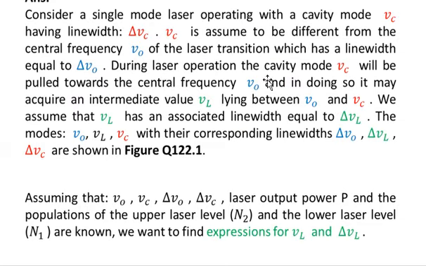During laser operation, the cavity mode nu c will be pulled towards the central frequency nu naught, and in doing so, it may acquire an intermediate value nu L lying between nu naught and nu c. We assume that nu L has an associated line width equal to delta nu L. The modes nu naught, nu L, nu c, and their corresponding line widths delta nu naught, delta nu L, and delta nu c are shown in figure 1.